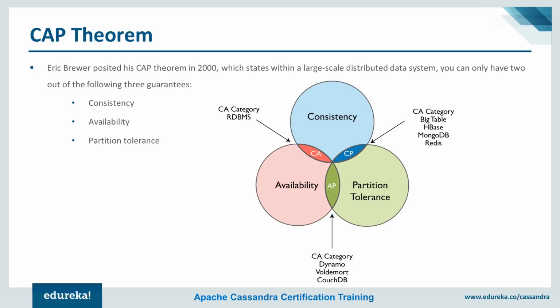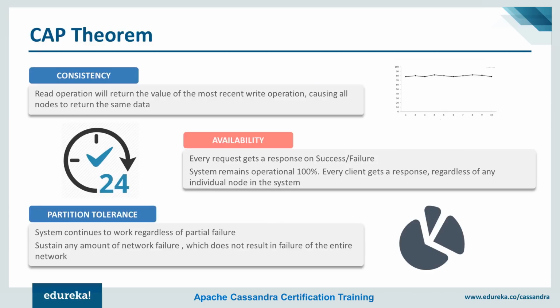Then DynamoDB or CouchDB, they primarily work on availability and partitioning. And the RDBMS, they primarily work on consistency and availability. They are not much on the partitioning side. So it depends.